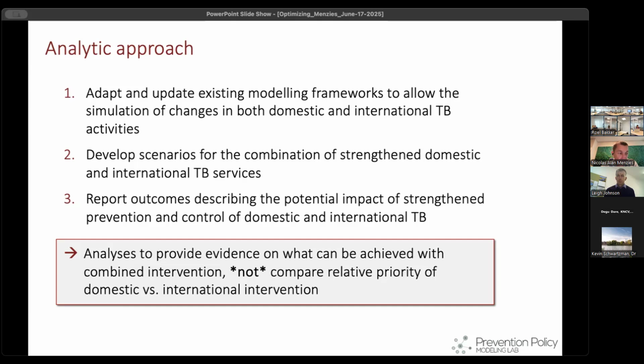Clearly, with better TB services in other countries, the primary benefits of those activities are within those countries, and the effect within the United States and other rich countries is just a small secondary benefit. Here, we're only focusing on the United States, and therefore we're not trying to accomplish that kind of resource allocation question, but rather think of this as a visioning exercise, saying if the different parts of the US government were able to contribute to these goals, what could we achieve?